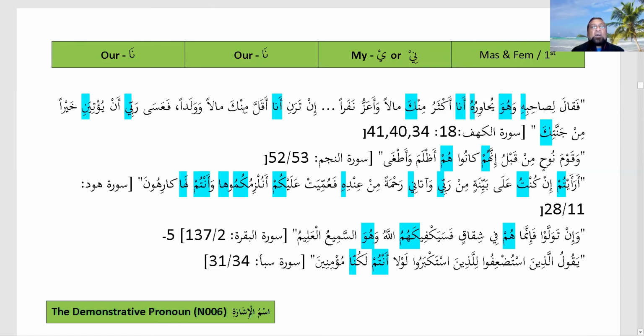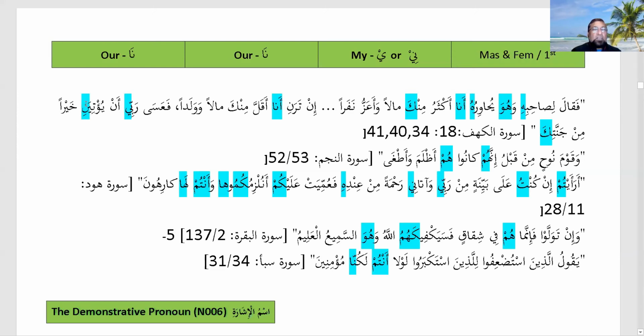In tarani ana aqalla minka, if you see me, I have less than you. So ana, I. Wealth and children. فَعَسَى رَبِّي أَن يُؤْتِيَنِي خَيْرًا مِنْ جَنَّتِكَ. It is possible that my Lord, Rabbi, my Lord, and yu'tiyani would give me. The pronoun here is not the noon. The pronoun is a ya. But this ya is mahdhufa. This ya has been eliminated, but the noon remaining there indicates the existence of the ya mahdhufa.